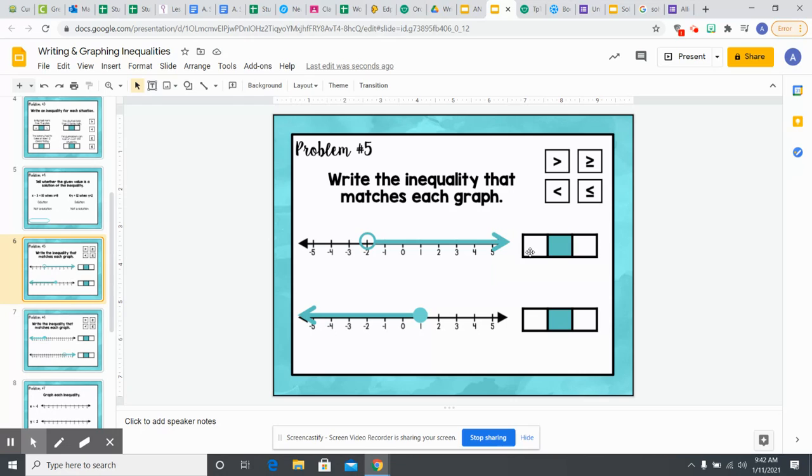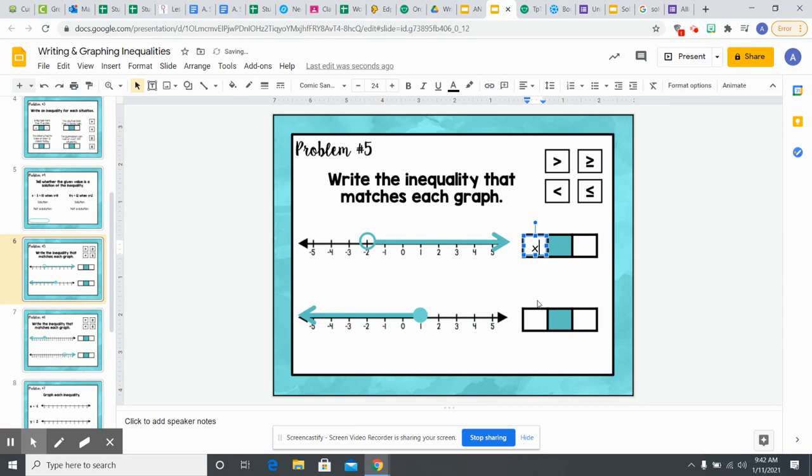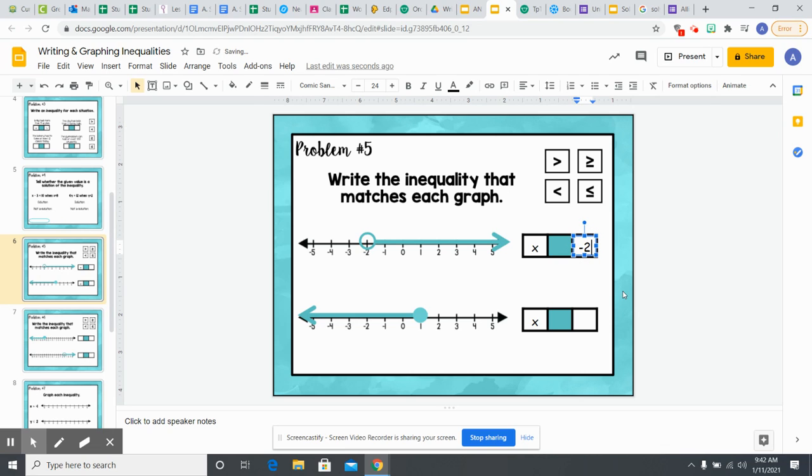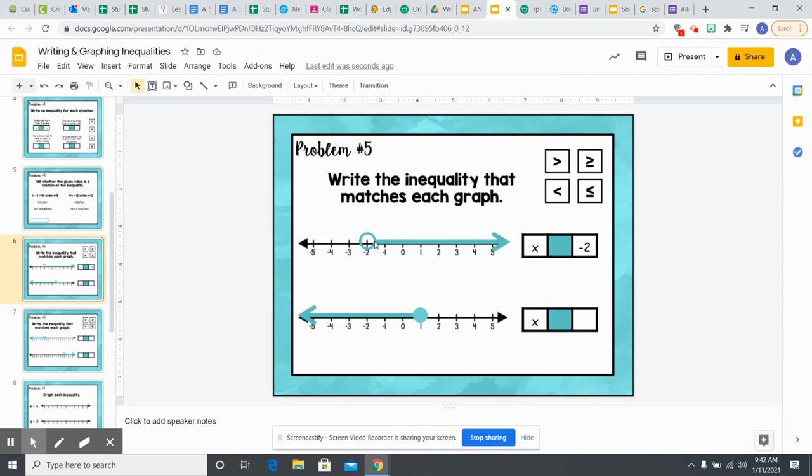Now, I'm going to go ahead and use x as our variable. So this first one, we have an open circle on the -2. So -2, you just put your minus sign with the 2. My arrow is going towards the right. So if my arrow is going towards the right, then all these numbers to the right of -2 are bigger than -2, are greater than -2. So I'm taking my greater than sign and putting it right there.